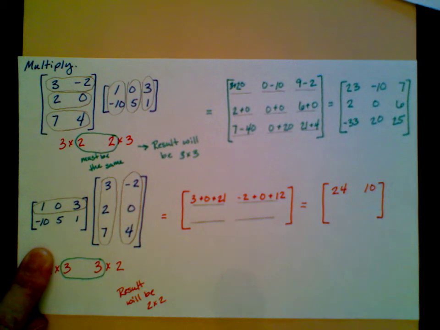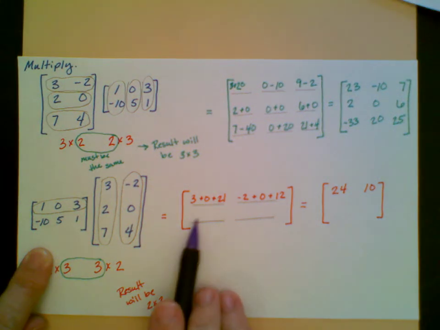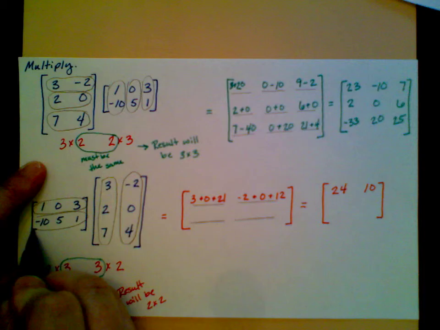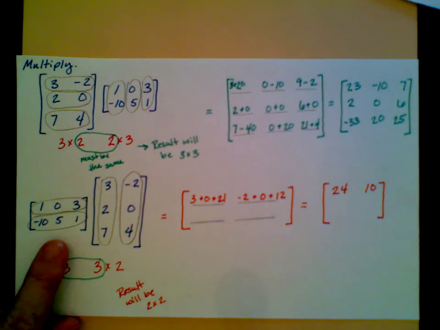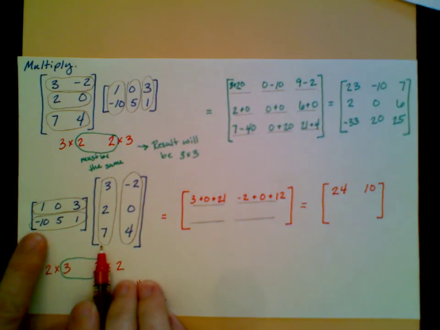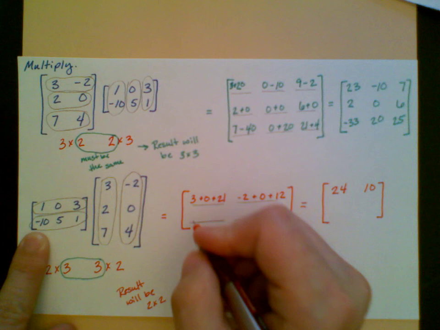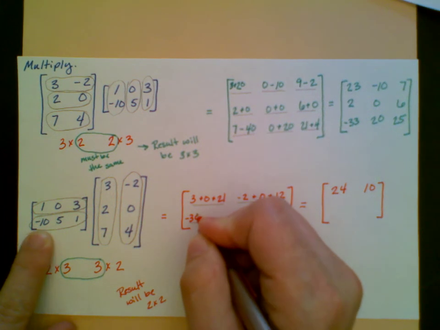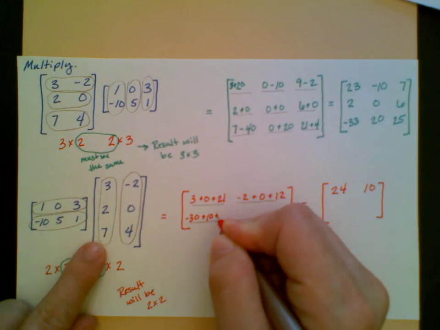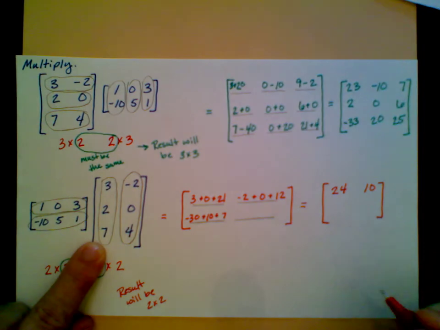And now when I'm doing row 2, this is row 2, column 1. So I'm going to multiply row 2 from the first matrix by column 1 from the second matrix. Negative 10 times 3 is negative 30. 5 times 2 is 10. And 1 times 7 is 7.